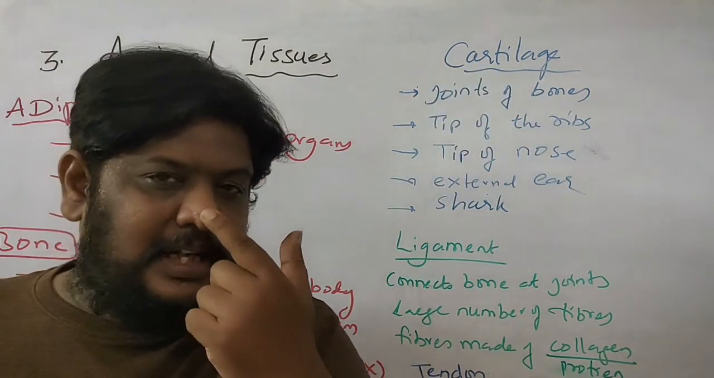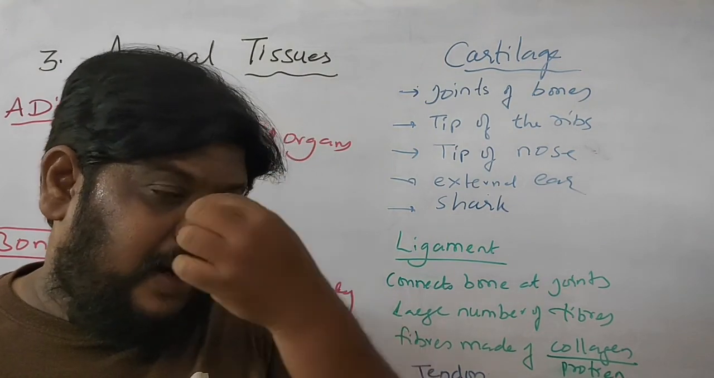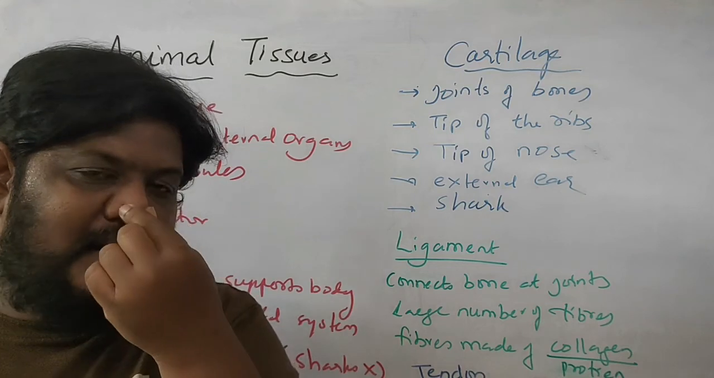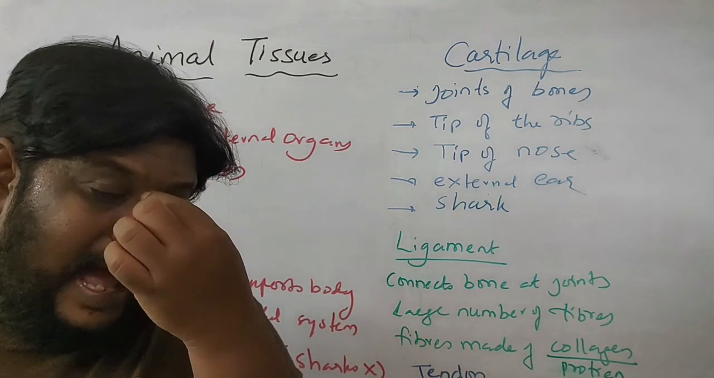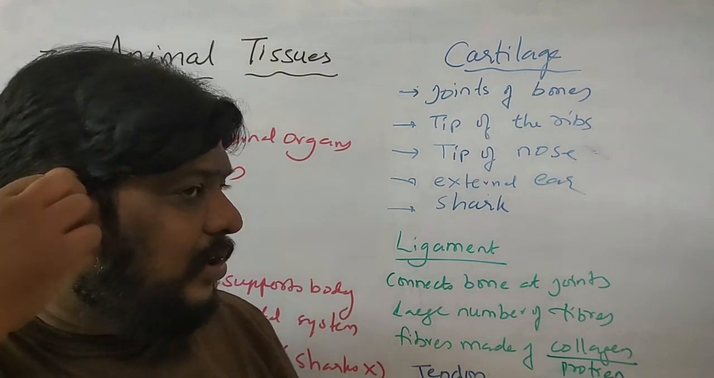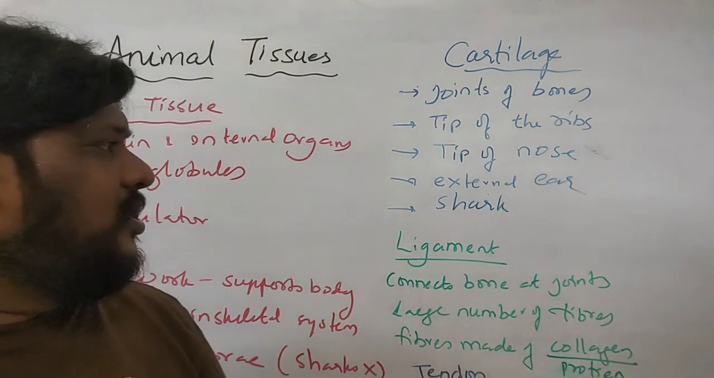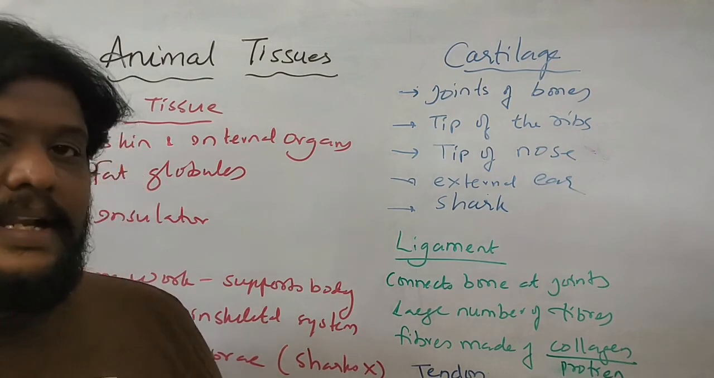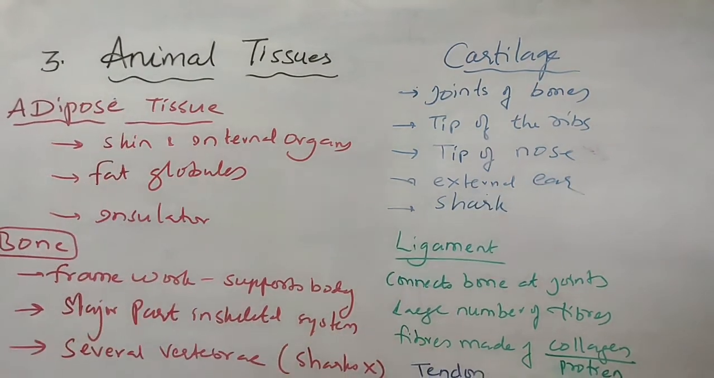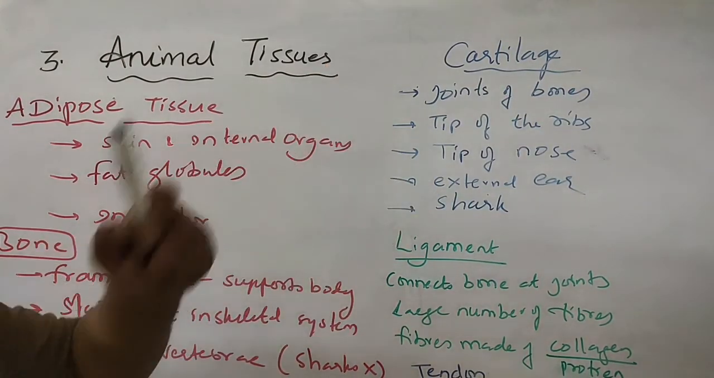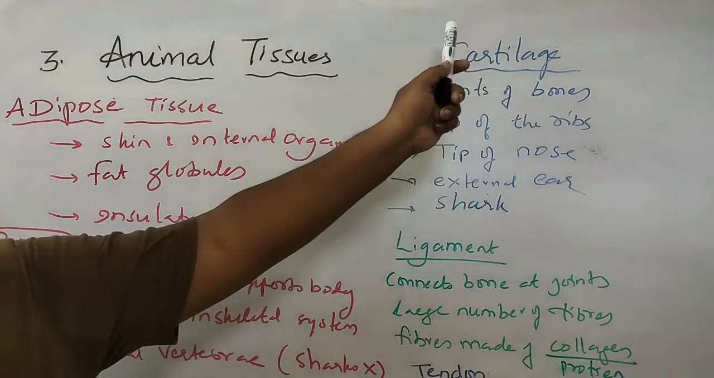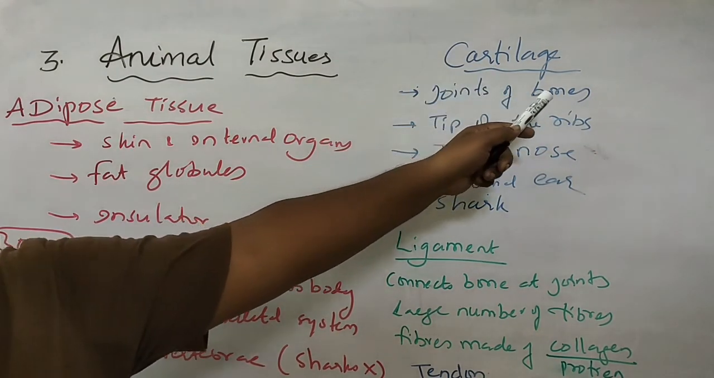Even if you observe the tip of your nose, this particular part is very hard because it is made up of bone. Whereas if you see this part, it is not as hard as the bone, so this is made up of cartilage. And even your ear is made up of cartilage. The external ear is made up of cartilage, and the whole body of the shark is made up of cartilage. So this is about the cartilage. Cartilage is present at the joints of the bones.